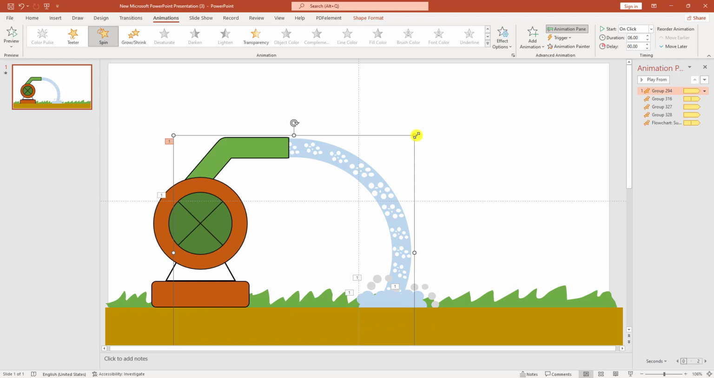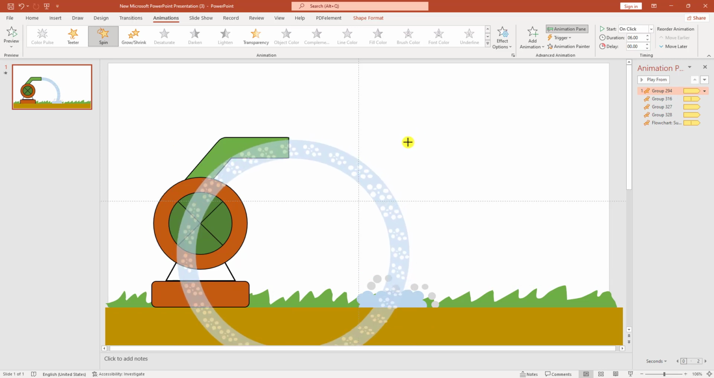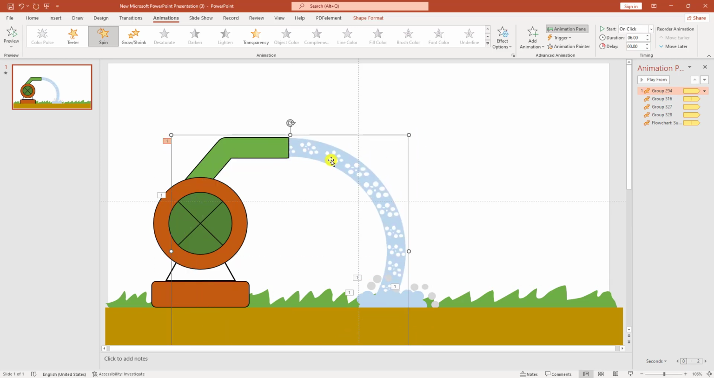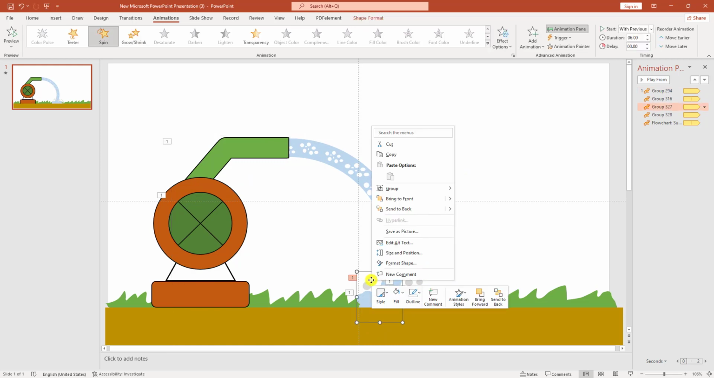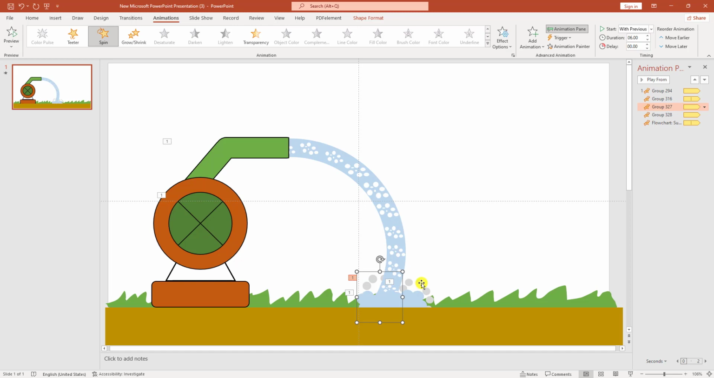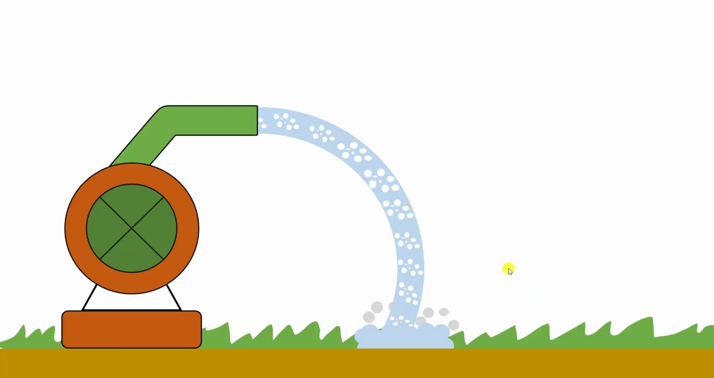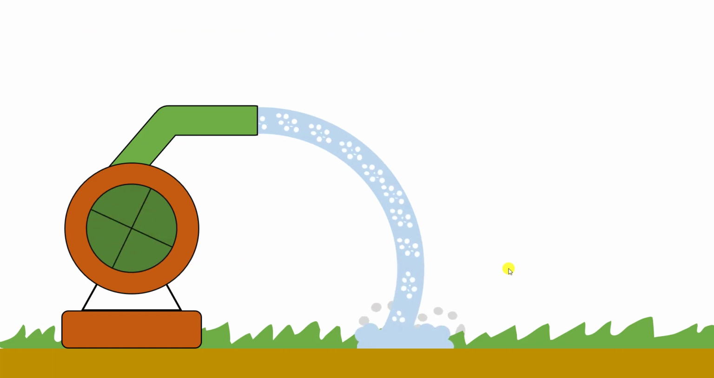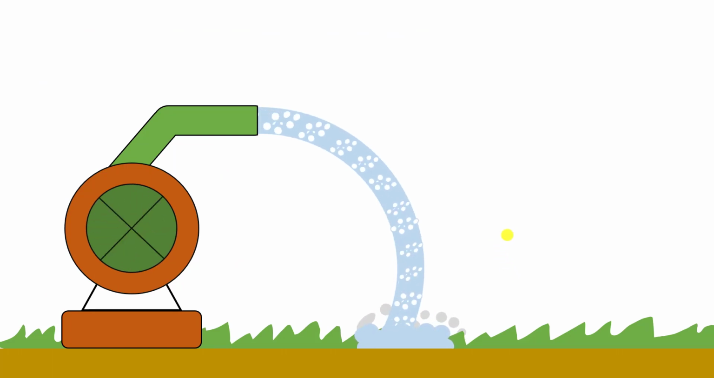You may reduce the size by pressing Shift Alt key. Place it like this and this one. Click on right button, send to back. Click on right button, send to back. So again want to watch the slideshow. This is perfect.